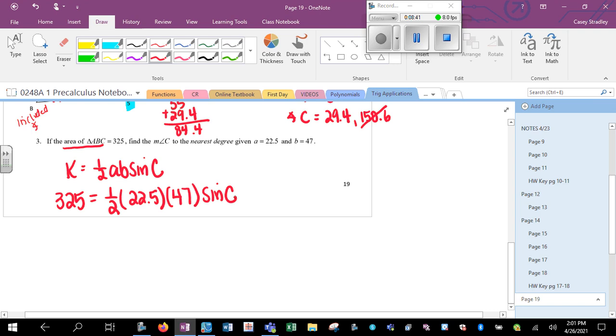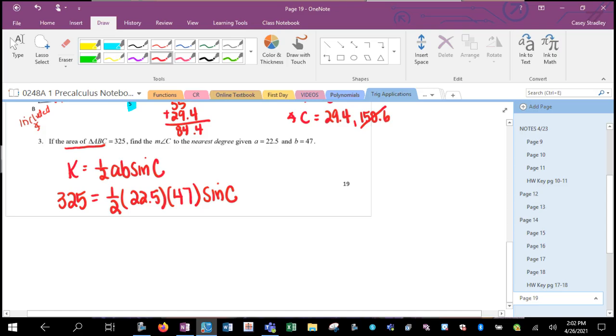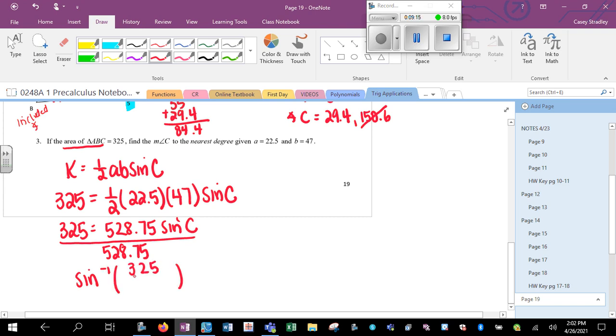So here we got to do a little work on our calculator before we can find angle C. So let's do 1/2 of 22.5 times 47. That gives us 528.75. I'm going to divide that number to the other side so that I can go ahead and find inverse of our angle. So we have inverse of C equals 325 divided by 528.75.